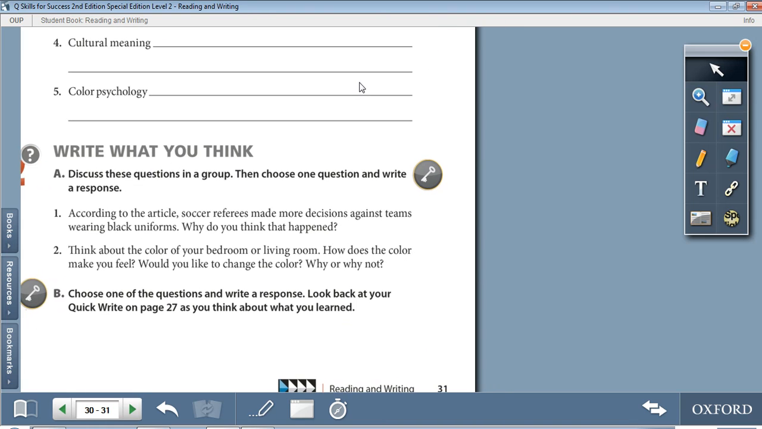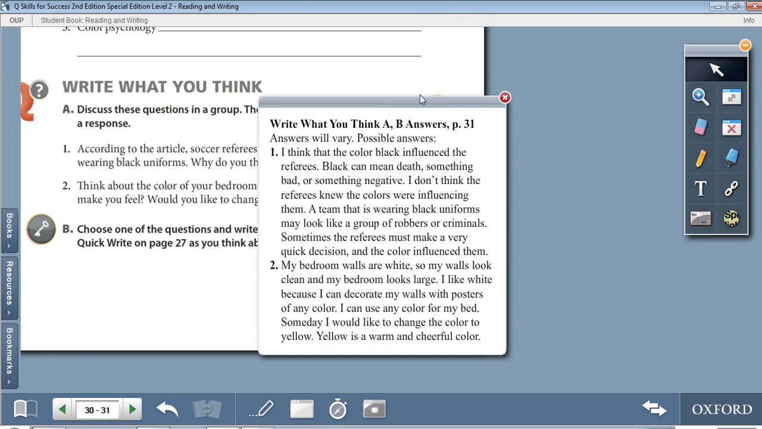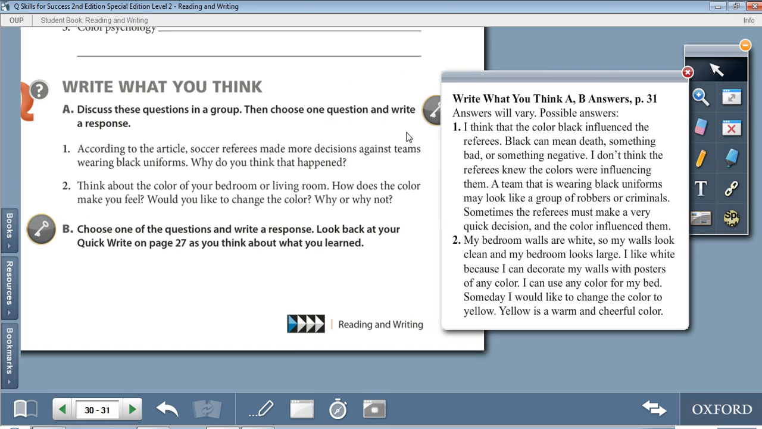Moving on to write what you think. First, we have some discussion questions. Question 1. According to the article, soccer referees made more decisions against teams wearing black uniforms. Why do you think that happened? So express your opinion. For example, I think that the color black influenced the referees. Black can mean death, something bad, or something negative.